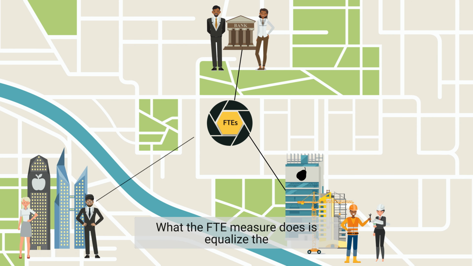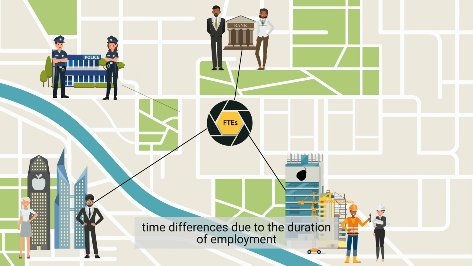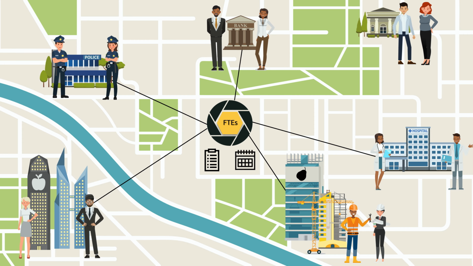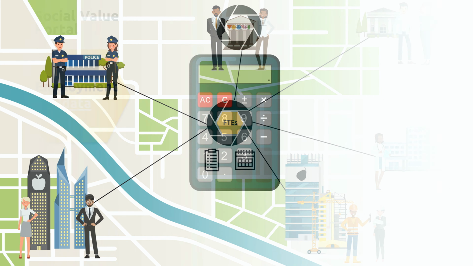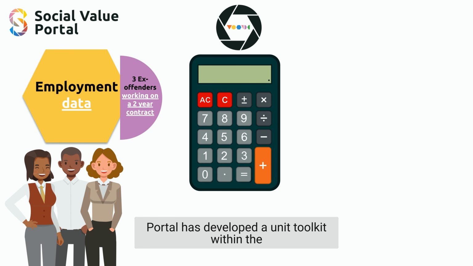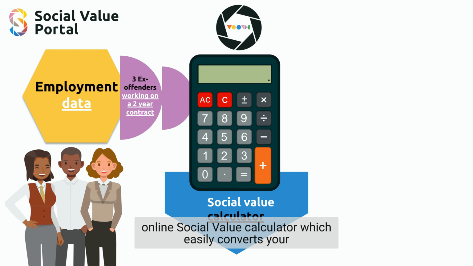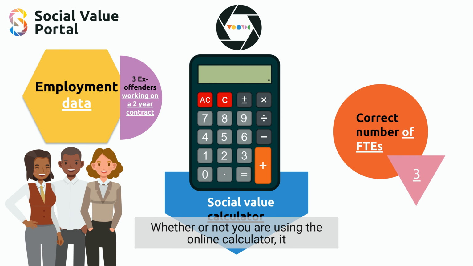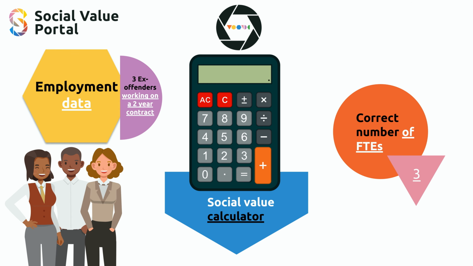What the FTE measure does is equalise the time differences due to the duration of employment or the length of different working weeks. The good news is that the Social Value Portal has developed a unit toolkit within the online Social Value Calculator, which easily converts your employment data into the correct number of FTEs. Whether or not you are using the online calculator, it is important to understand why an FTE is different from simply counting a job or a person employed.